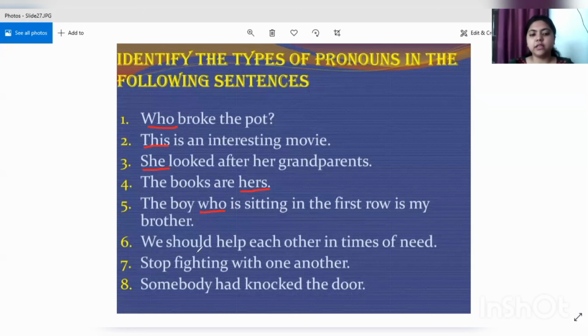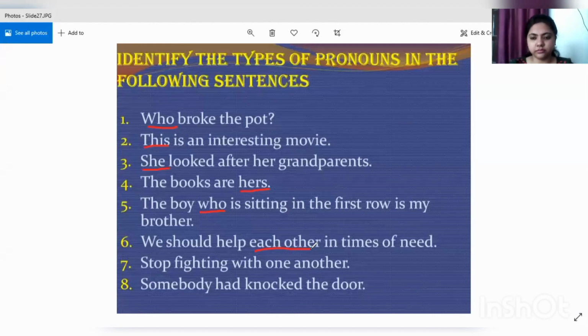Okay. Next, we should help each other in times of need. Mayank Ben. Yes, Mayank. Each other, ma'am, is a reciprocal pronoun. Correct. Each other is a reciprocal pronoun. Next, stop fighting with one another.